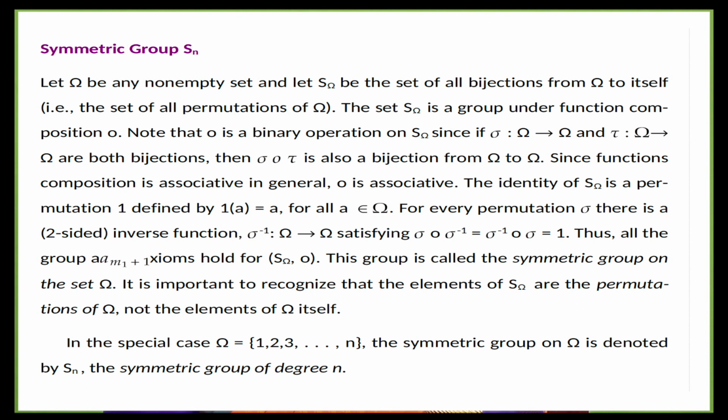It is important to recognize that the elements of S_Omega are the permutations of Omega, not the elements of Omega itself. In the special case where Omega is equal to 1, 2, 3, up to n, the symmetric group on Omega is denoted by S_n, the symmetric group of degree n.